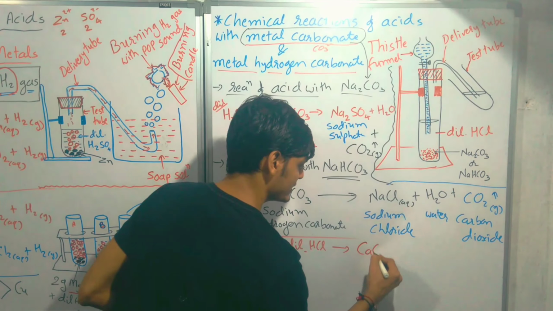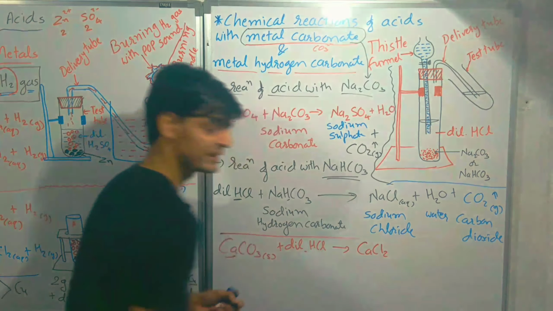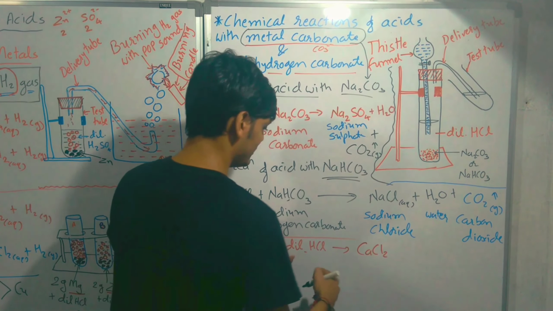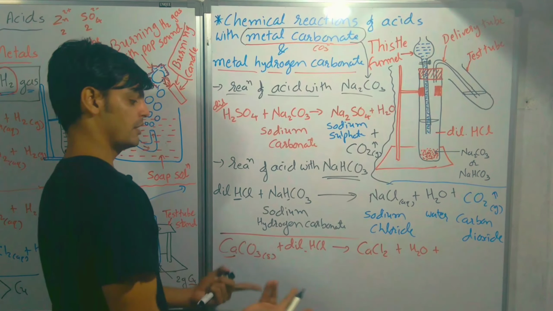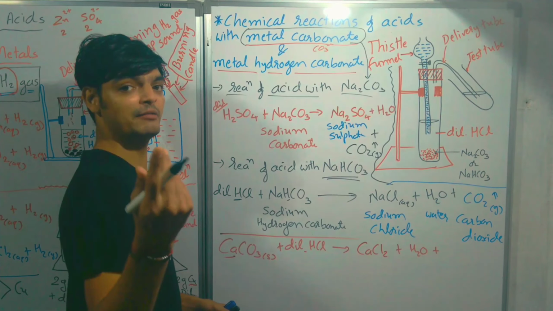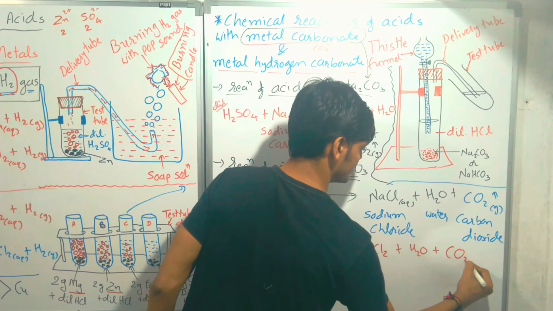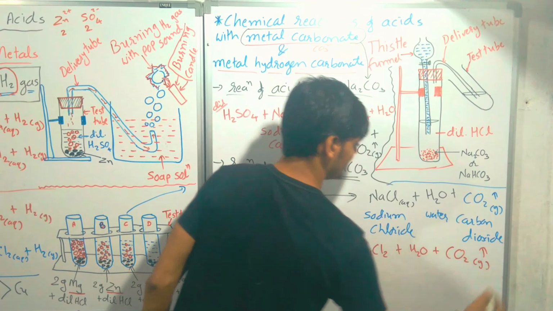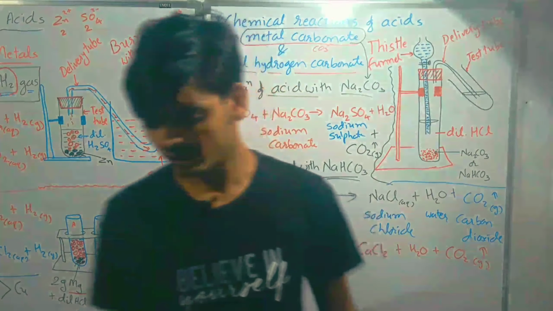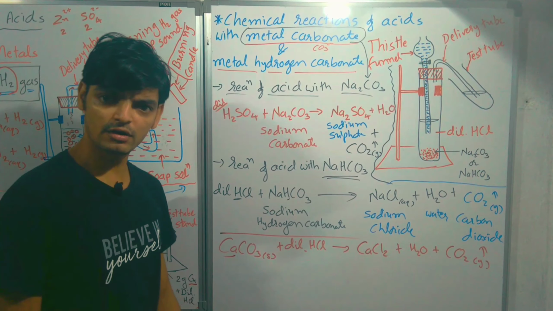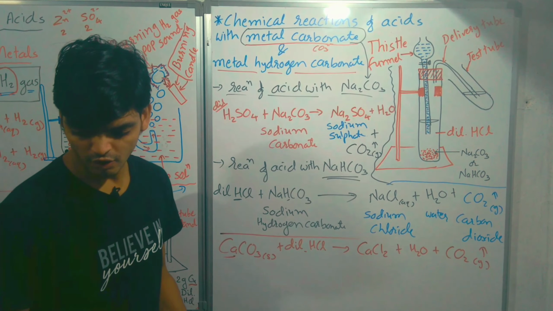So CaCl2, calcium chloride, then plus H2O, plus what will form? Which gas will form? Tell me fast. Yes, it is carbon dioxide. This up arrow is showing that it's a gas. You can write only the symbol or you can draw the up arrow also.